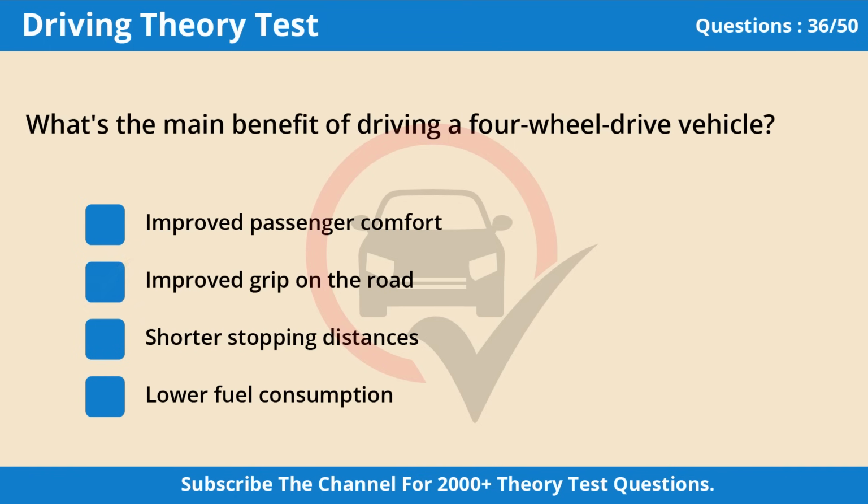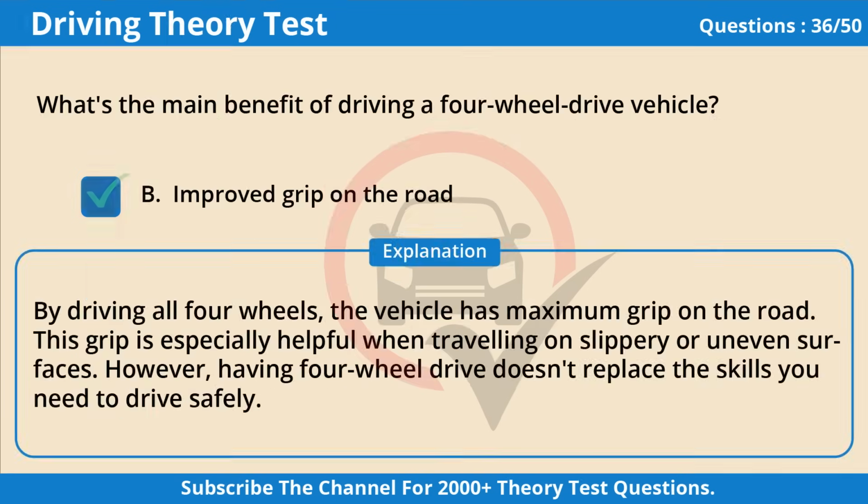B. Improved grip on the road. By driving all four wheels, the vehicle has maximum grip on the road. This grip is especially helpful when traveling on slippery or uneven surfaces. However, having four-wheel drive doesn't replace the skills you need to drive safely.